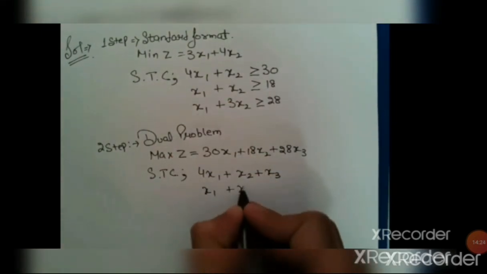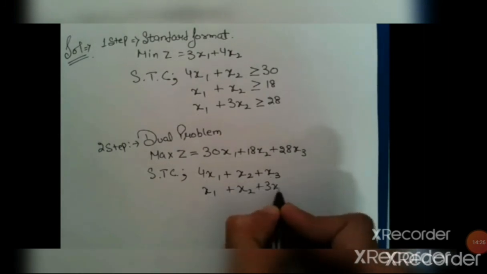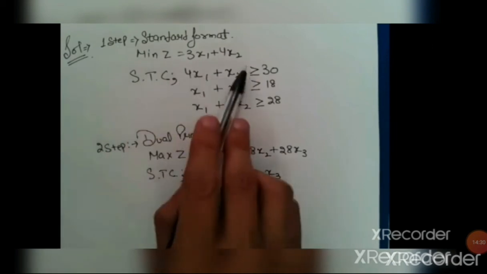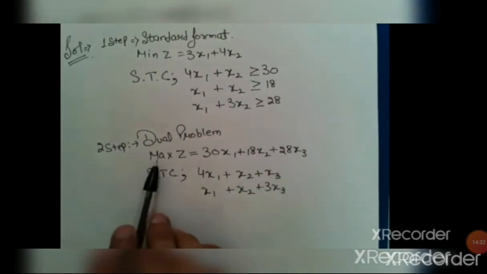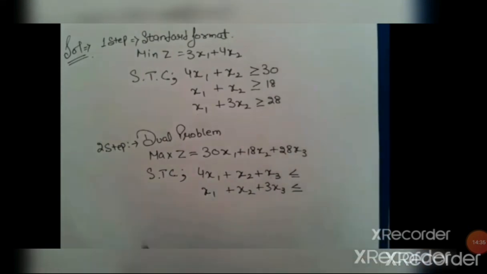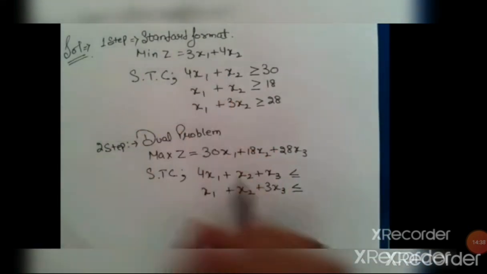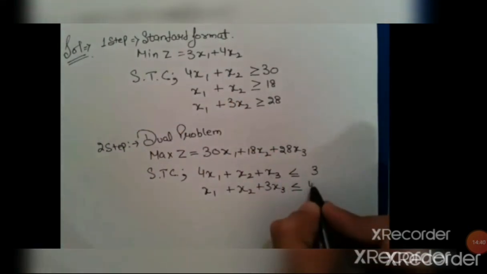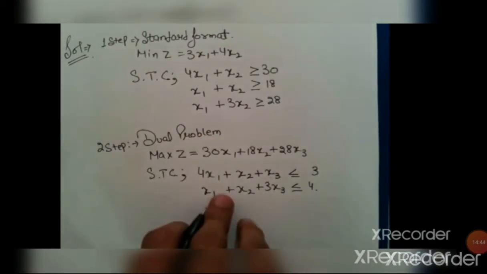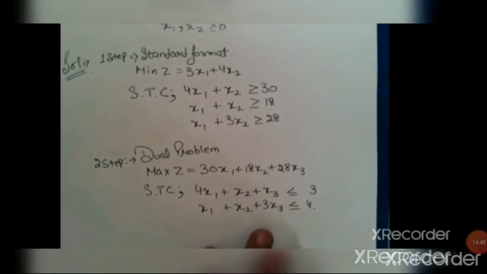Then what was the second? x1 plus x2 plus 3x3. Here for minimization there is a greater than or equal to. For maximization there should be less than or equal to. Less than or equal to 3 and 4, the coefficients of the objective. So in this way you can convert it to its dual.